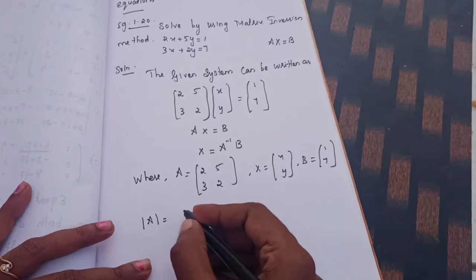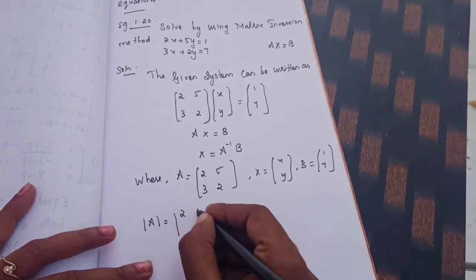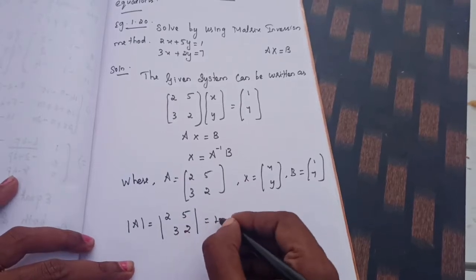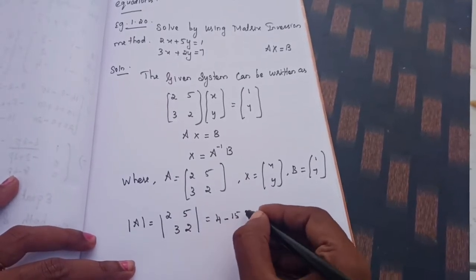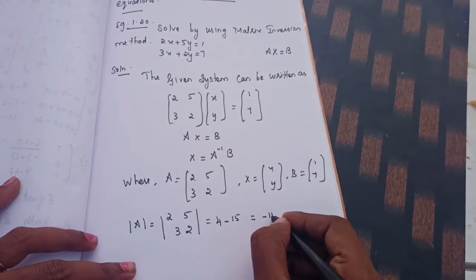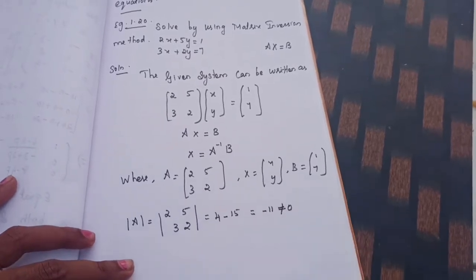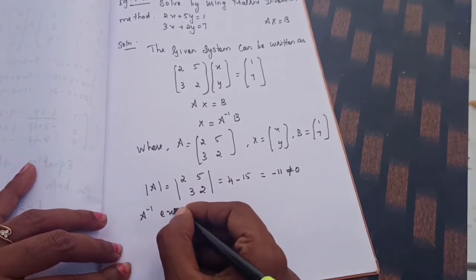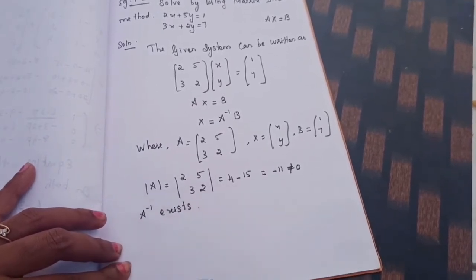Understand? So here, find the determinant of A: 2, 5, 3, 2. Cross multiplying, 4 minus 15. Is it right? So how much will you get? Minus 11. Is it equal to 0 or not equal to 0? Not equal to 0. Therefore what will you write? A inverse exists.